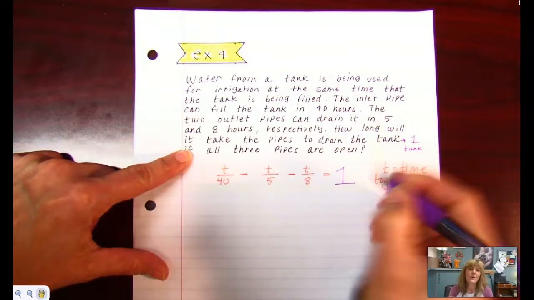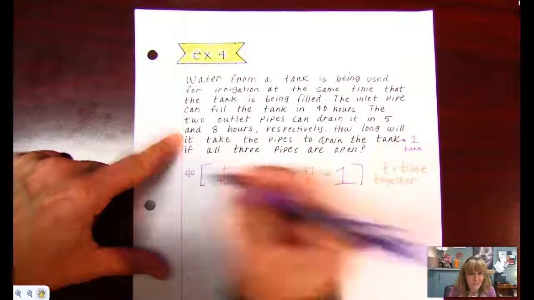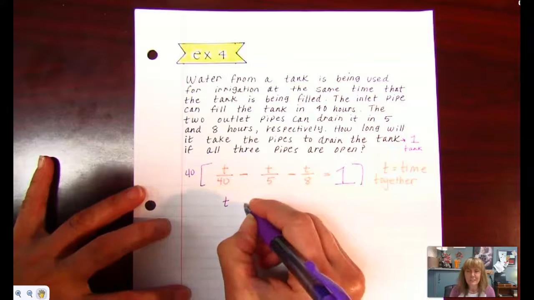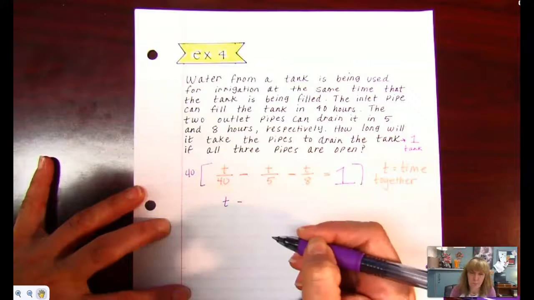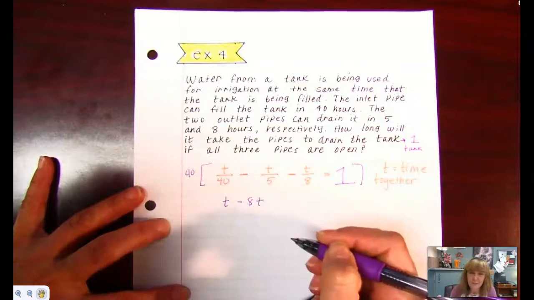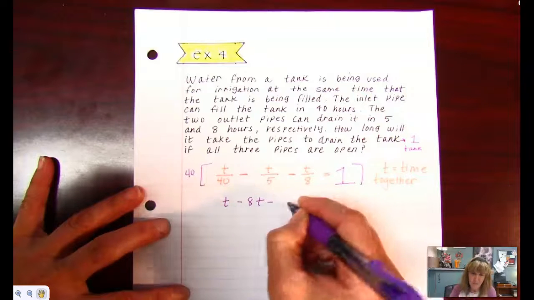So it is at this point in time where logic should kick in here. If it takes 40 hours to fill a tank and it takes only 8 and 5 hours to drain it, is the tank ever going to get filled if all of them are open? No. So logic should absolutely tell you this problem is impossible to solve. Watch what happens when we solve it algebraically.